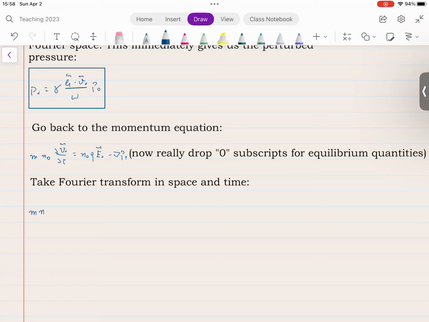But for now, we have m times n. Again, I'm getting rid of the 0 subscript, and I forgot the i while I was doing that. So here I have minus i omega times v1. Again, I'm not putting subscripts in for quantities in Fourier space. Here I have n times q times E1. And here I have minus grad P, that gives me an ik. Okay, so this is going to be a little messy. ik, then I have gamma P0 over omega times k dot v1.